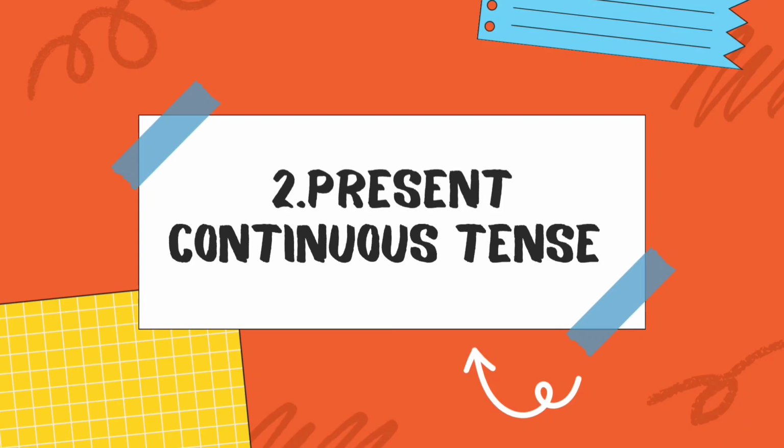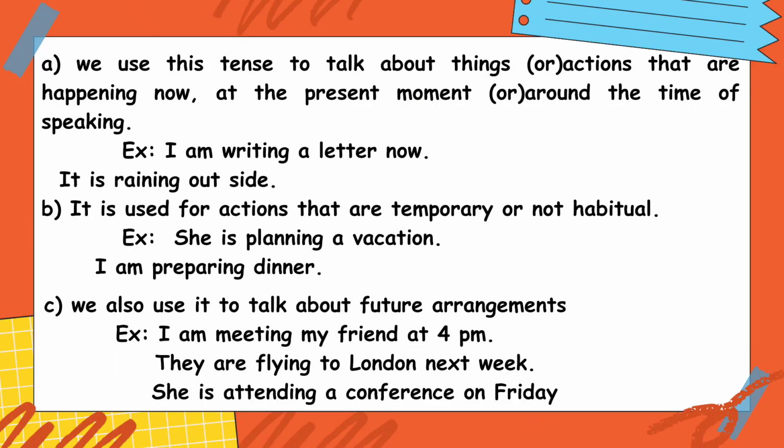Present continuous tense. We use this tense to talk about things or actions that are happening now, at the present moment or around the time of speaking. I am writing a letter now. It is raining outside. It is used for actions that are temporary or not habitual. She is planning a vacation.